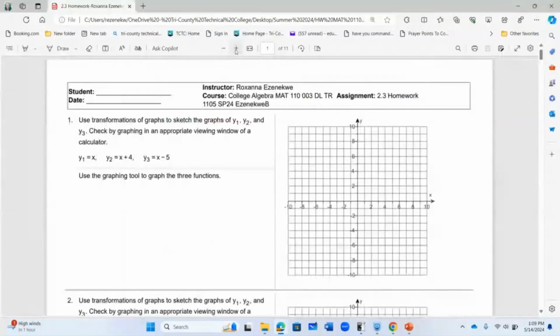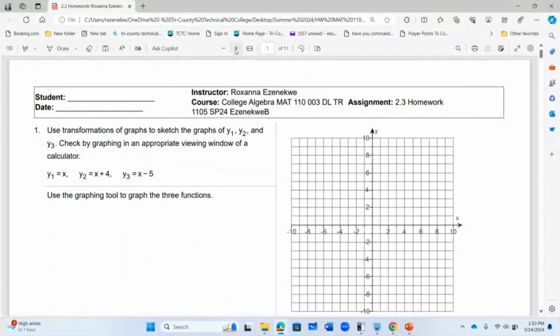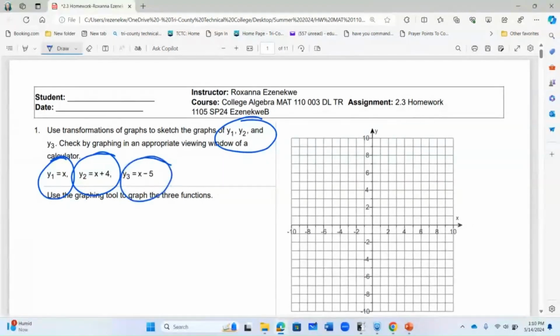It's talking about transformation, the kind we did in middle school, but it's still in functions. So use transformations of graphs to sketch this graph. All right, so this is the parent function. Y1 is the parent function, and Y2 is vertical. Notice that there is a shift upwards. Okay, so it's a vertical translation. And this one is also a vertical translation, 5 points down.